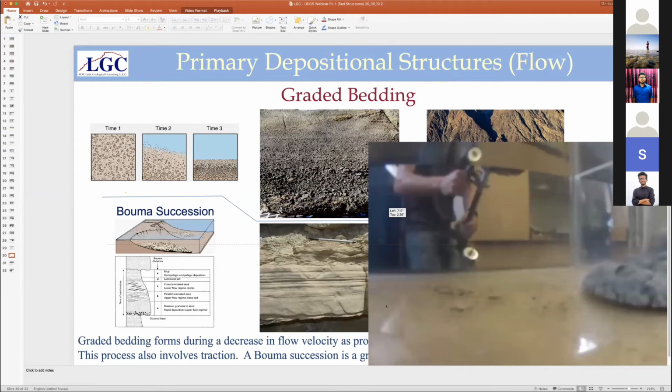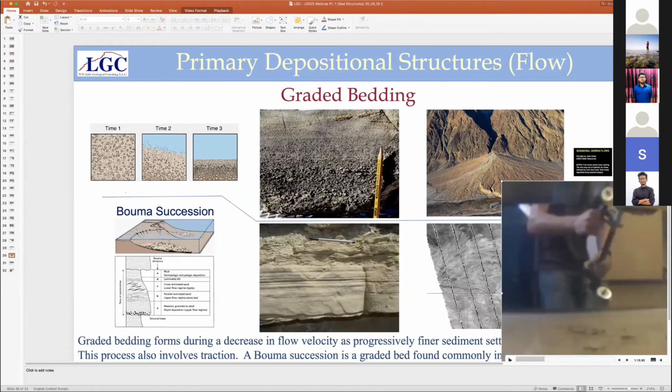Get back into this. Okay, and I think this is the last structure I have on here. Okay, I just want to real quickly address structureless deposits. Now, in this one, I've chosen a conglomerate. It probably is pretty much structureless within.